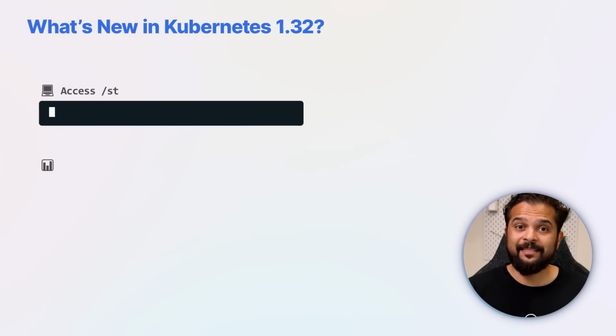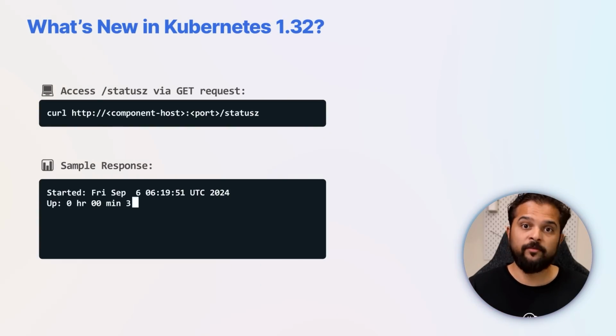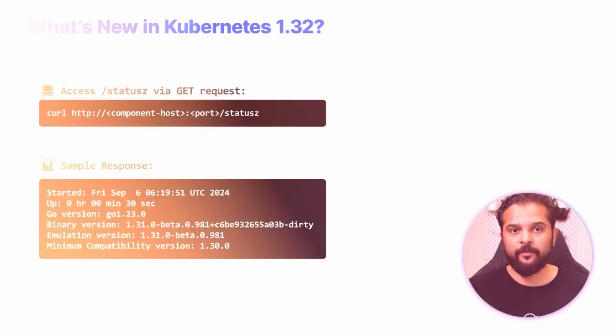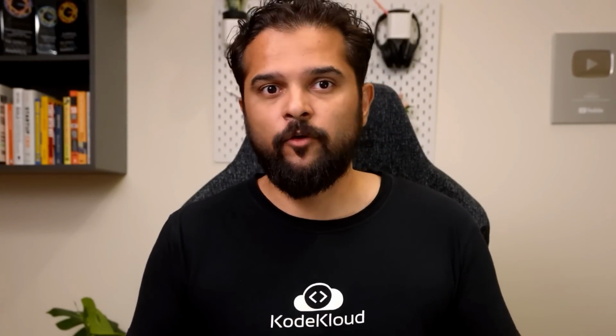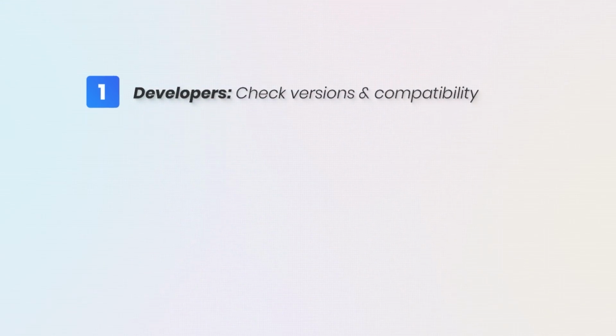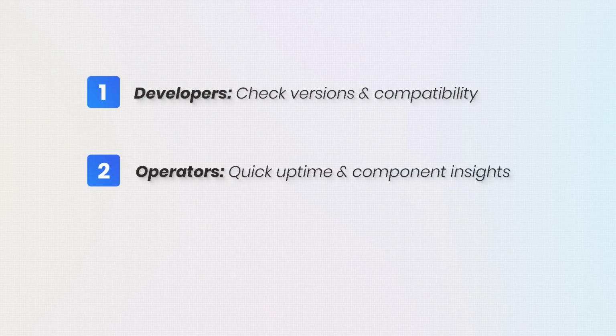For example, accessing the statusz endpoint with a GET request returns details like the following. So how does this endpoint help? Well, it boosts observability by giving you key runtime details in a simple standardized format, so developers can use it to verify versions and check compatibility when debugging. For operators, it provides quick access to important information like uptime and component versions, making troubleshooting much smoother.